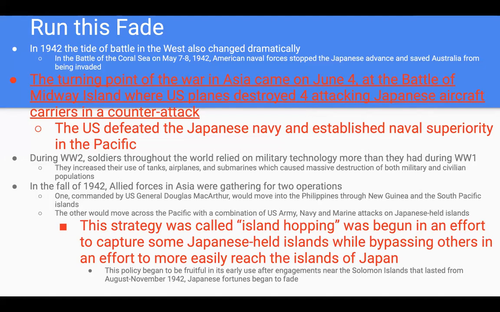The turning point of the war, test question, final question. The turning point of the war in Asia came on June 4th at the Battle of Midway Island, where U.S. planes destroyed the 4 attacking Japanese aircraft carriers in a counterattack. So we knew we had decoders, primarily Native Americans, who decoded Japanese transmissions of where the next attack would be. And we knew it was going to happen at Midway.